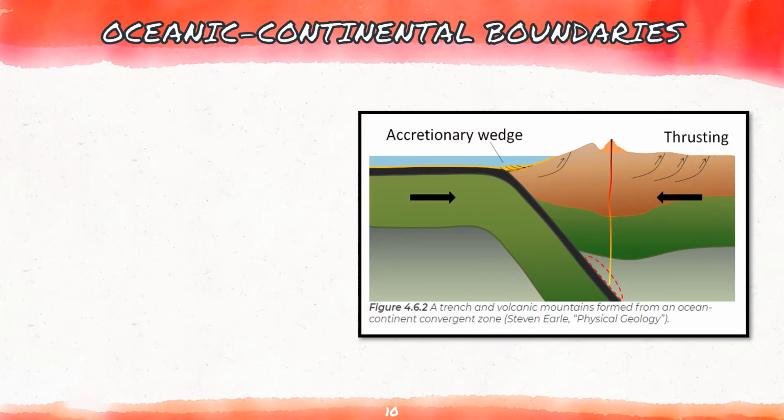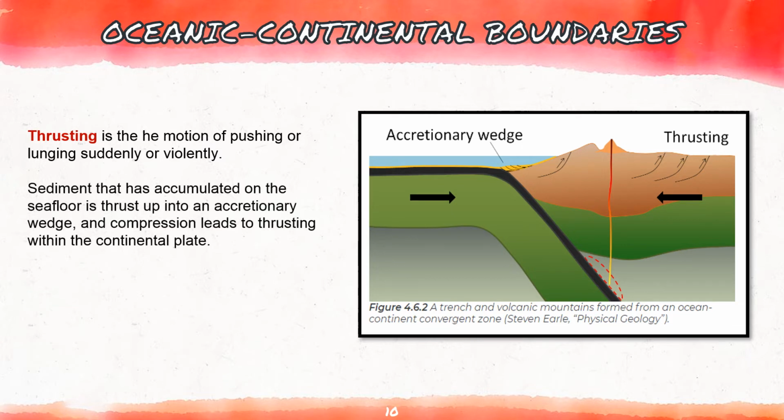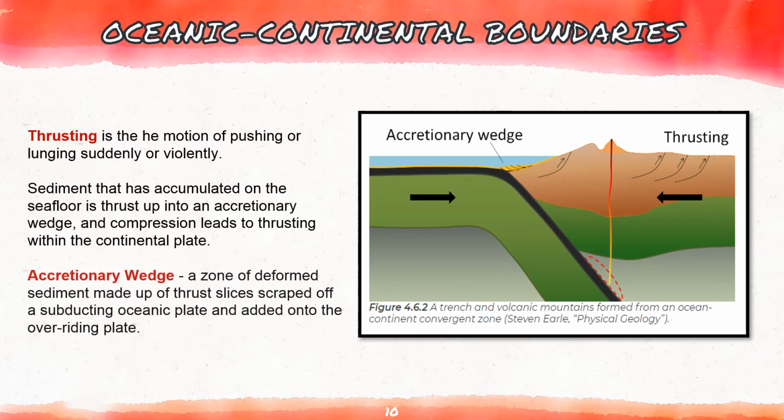Additional information for oceanic to continental boundaries, we have the term thrusting, which is the motion of pushing or lunging suddenly or violently. Sediment that has accumulated on the seafloor is thrust up into an accretionary wedge, and compression leads to thrusting within the continental plate. Accretionary wedge is a zone of deformed sediment made up of thrust slices scraped off a subducting oceanic plate and added onto the overriding plate.